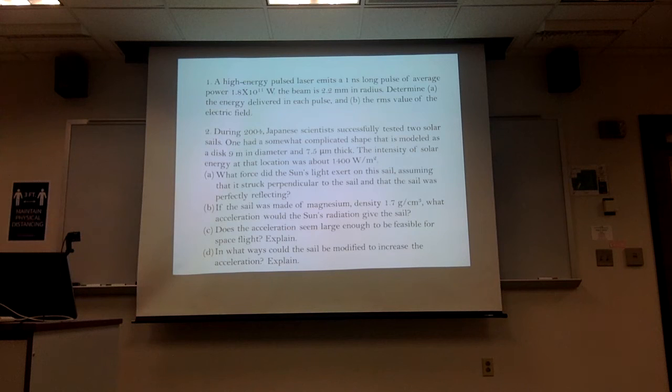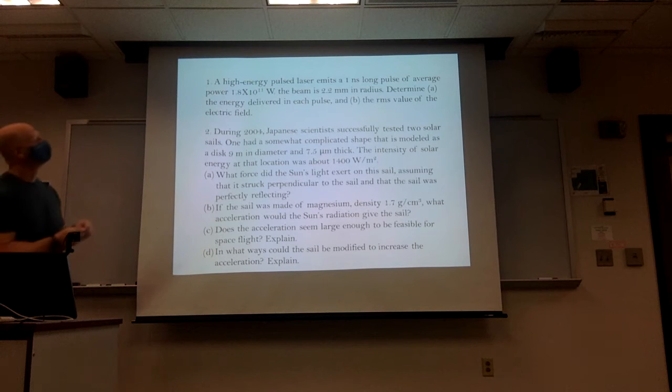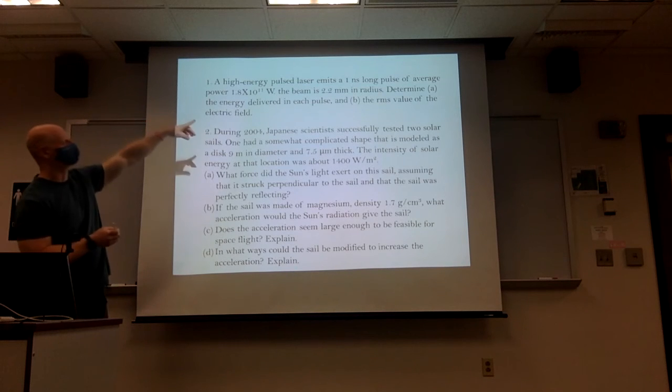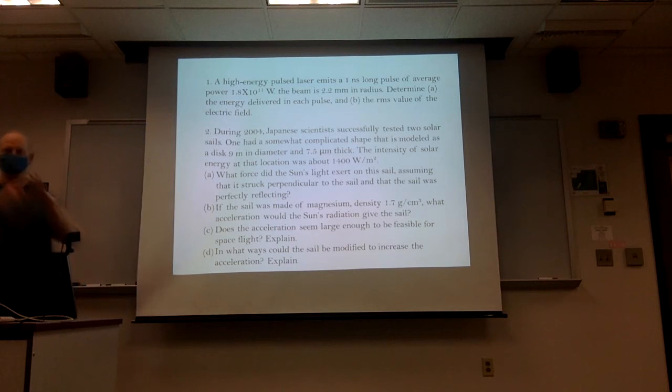So in this case, you're using the intensity, which is the average Poynting vector, and we're just looking for the RMS value of the electric field. So that's what we just wrote down a little bit ago. That's E RMS squared divided by c epsilon naught. Using the intensity, which in this case is the power divided by the area, and it's a circular area. So that's a nice, easy question.